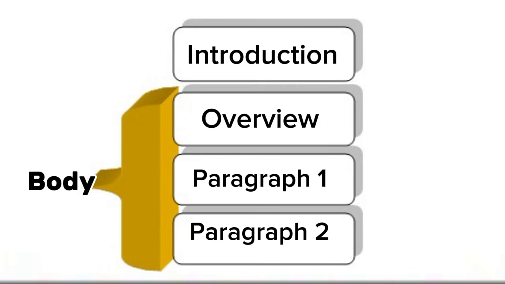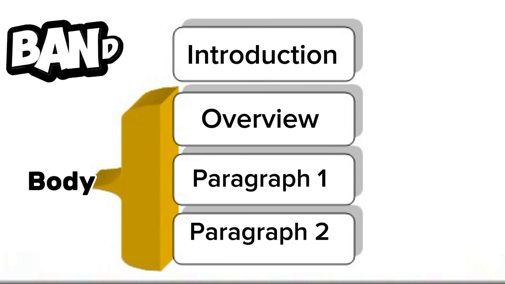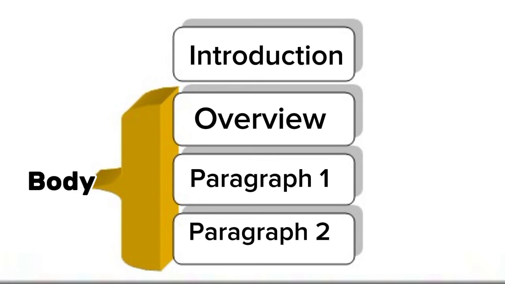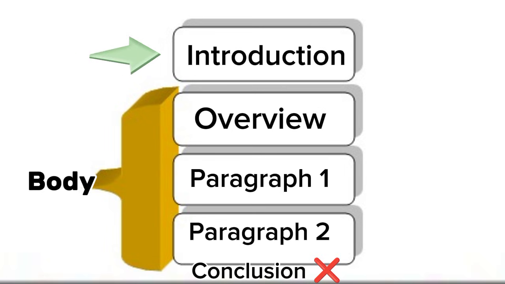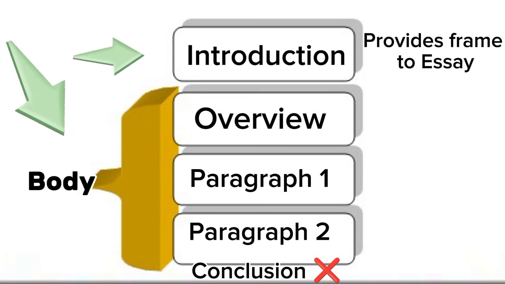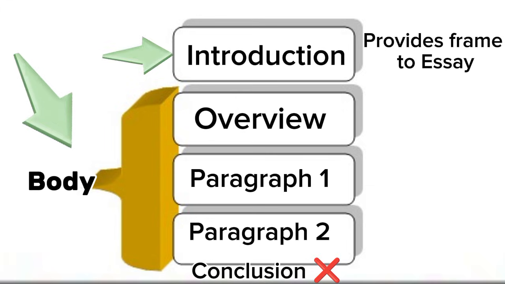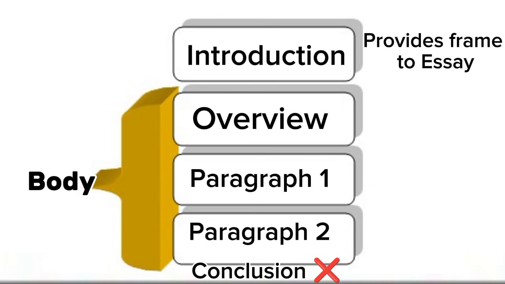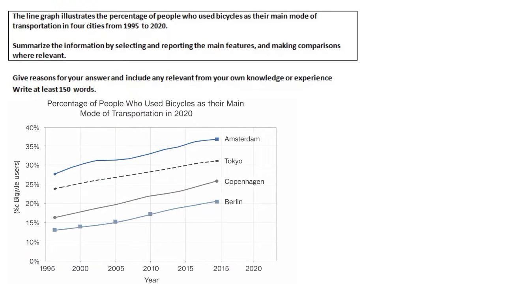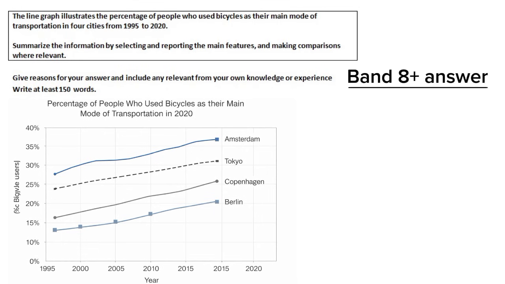Here is the standard structure that you should follow to give a band 9 answer. It consists of an introduction and body paragraphs. You should never write a conclusion when describing a graph. So the first paragraph you write is your introduction. After that, you start writing your body paragraphs. In your body paragraphs, you should, first of all, give something called a general overview, which is also the most important paragraph. Secondly, give the details. Now, let's see how you should write each paragraph in order to produce a band 9 answer.